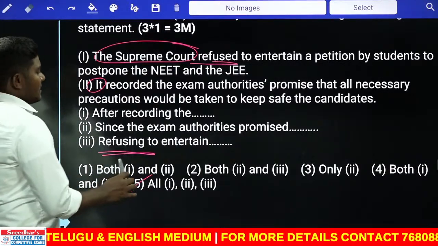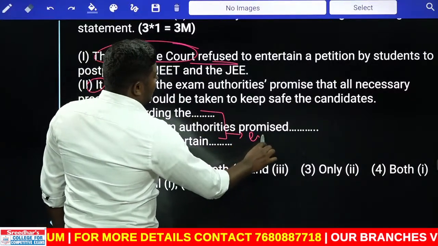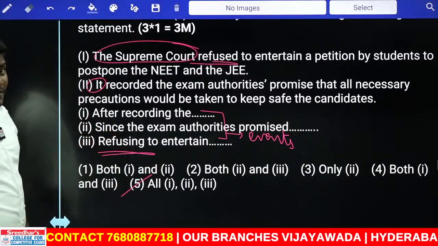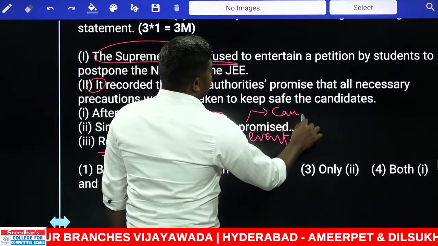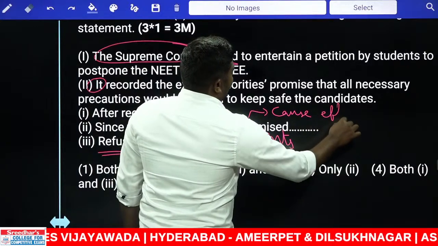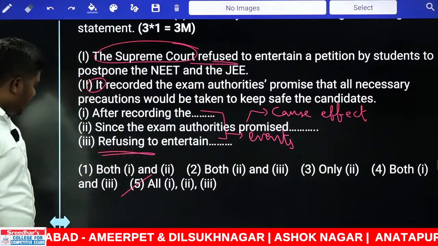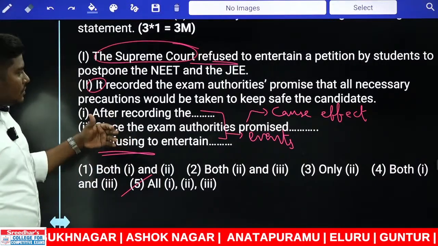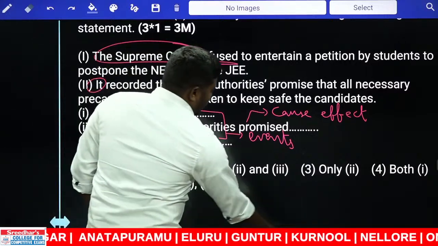But remember, there is a slight difference. The first one and the third one speak about the events that happened side by side. These are events. But the second one is actually speaking about the cause and effect, or reason and result. The relation is cause and effect, reason and result. But absolutely, the combination of connection is the same. There is not much difference. So we can obviously go for that as a cause and effect also. So the fifth one should be your answer.